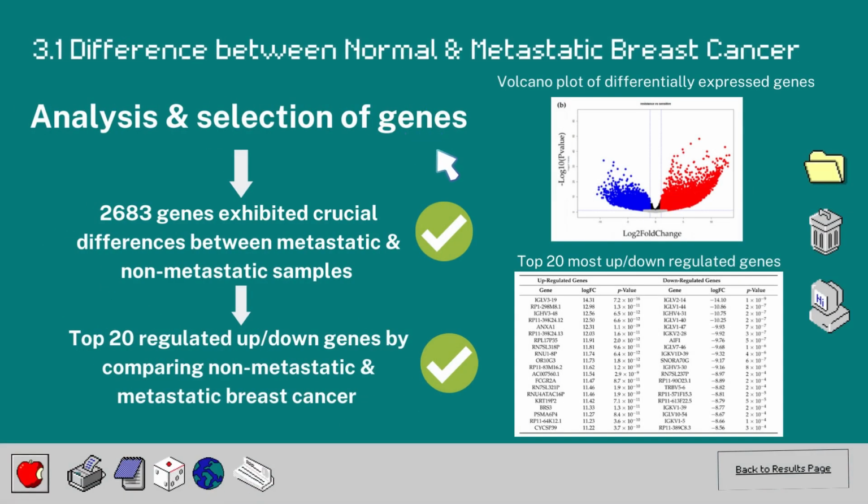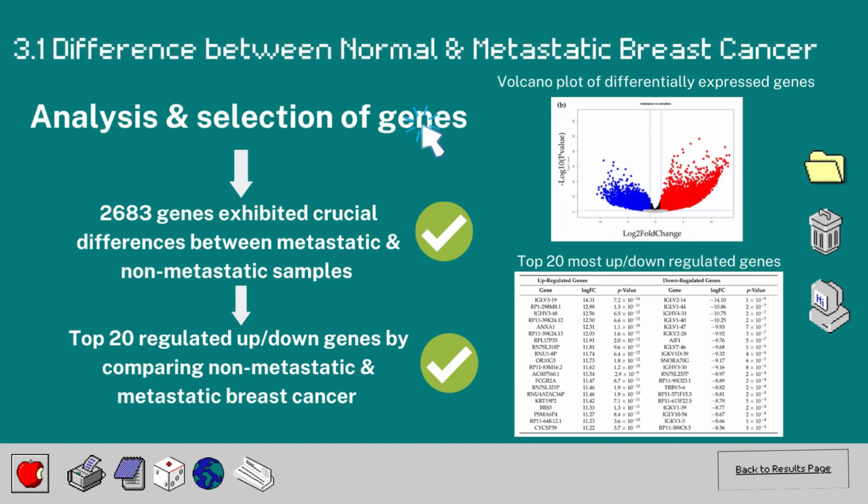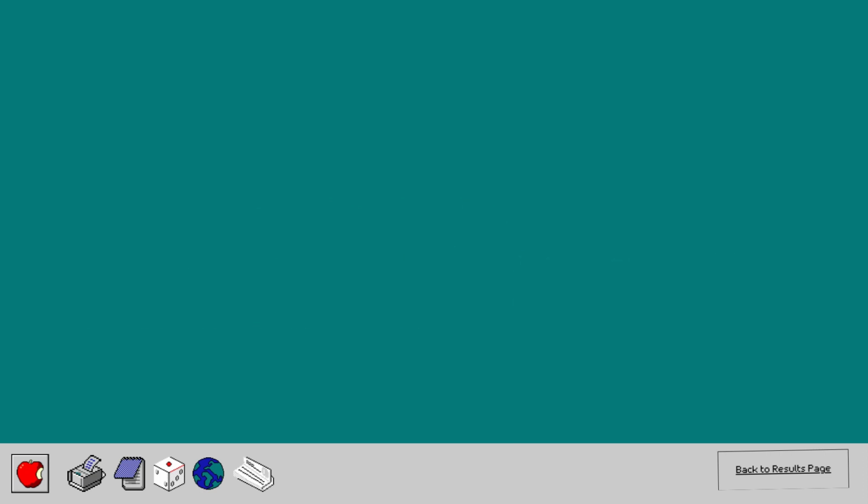Next, the analysis and selection of genes were performed. It was found that 2,683 genes exhibited crucial differences between metastatic and non-metastatic samples, as shown in the volcano plot of differentially expressed genes. From the 2,683 genes found, the top 20 up- and down-regulated genes were listed by comparing non-metastatic and metastatic breast cancer, as shown in the table.